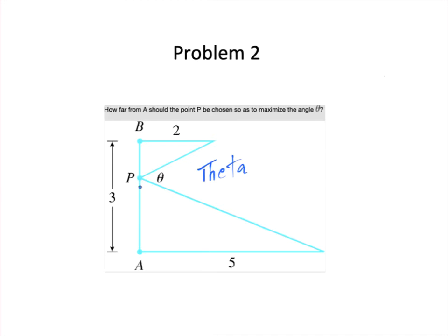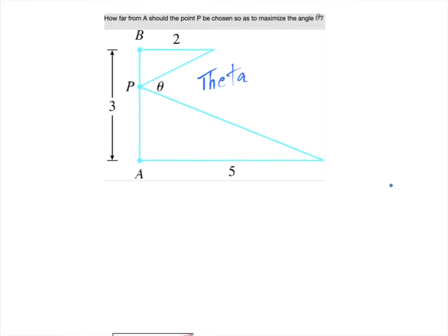And P is a variable. This point varies from A to B. At some points it gives you a smaller theta, at other points it gives you a larger theta. So we're going to use the derivative to find the location of P where this angle theta has its highest value. First, let's visualize this, and then we use some trigonometry to set up a function that we need to maximize.